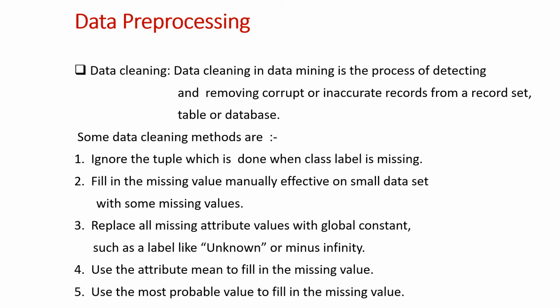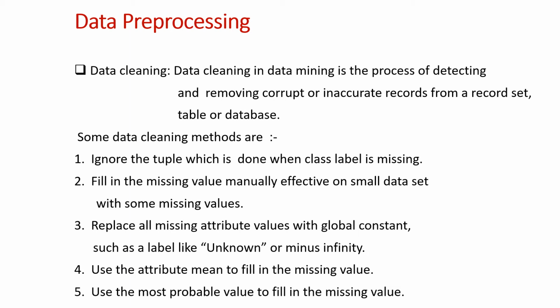Firstly, we will be dealing with data pre-processing. In data pre-processing, we have data cleaning. Data cleaning in data mining is a process of detecting and removing corrupt or inaccurate records from a record set or a table or a database. Some of the data cleaning methods are: we can ignore a tuple, which is done when the class label is missing. We can fill the missing value manually.